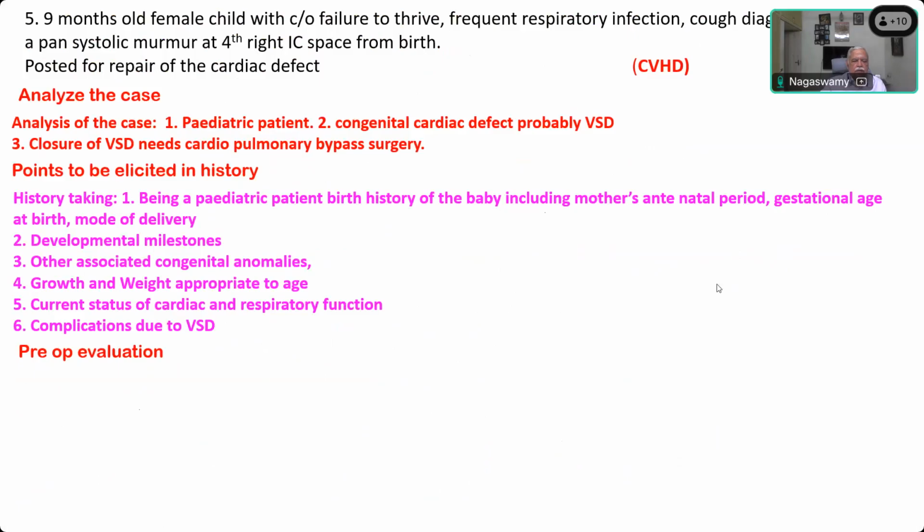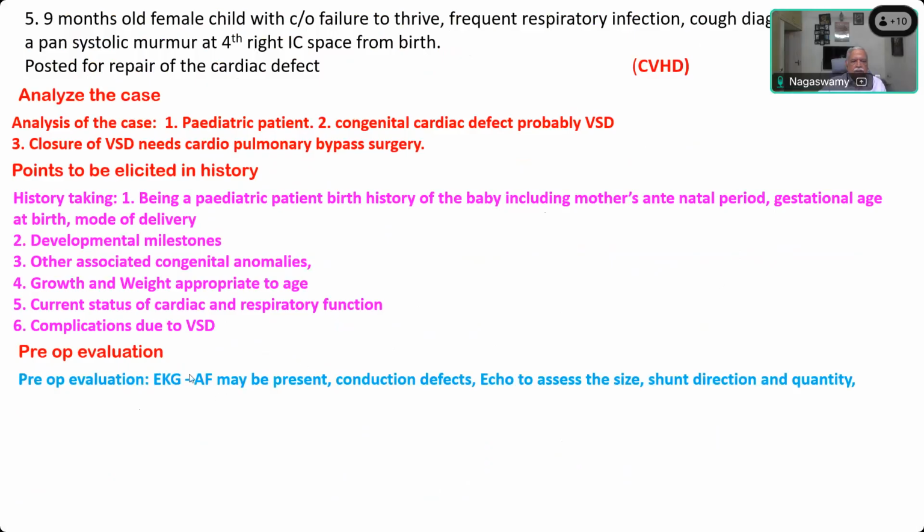And pre-op evaluation. Same, ECG and echo. In here also atrial fibrillation may be present. Conduction defects also may be there because of the discontinuity in the septal wall. Echo to assess the size, shunt direction, and quantity of shunted blood. Okay, so these are very common investigations that we have to do.